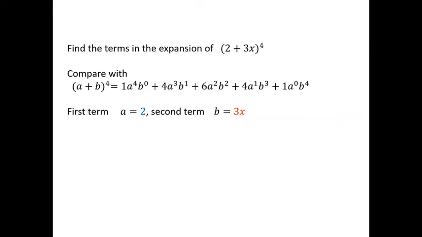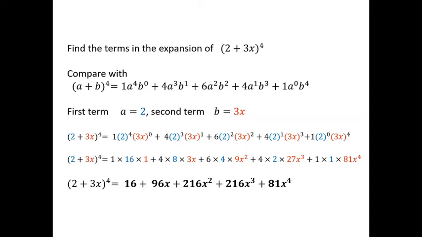So I'll start by comparing it with the expansion of a plus b to the power 4. All I need to do here is replace all of the a's and all of the b's with 2 and 3x in the terms on the right hand side. My first line of working here shows me doing that. The second step shows me tidying up my working out, and then the third step shows the final answer. It's probably worth pausing the video here to take a little bit of time to work through that algebra.